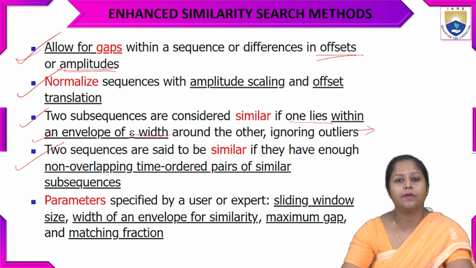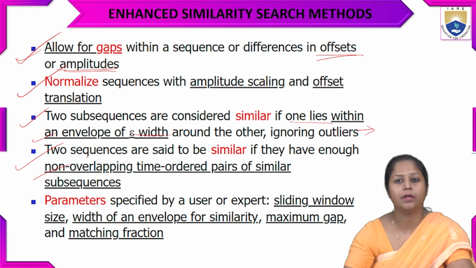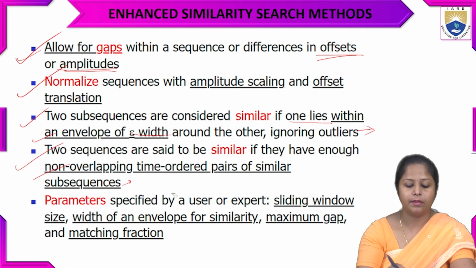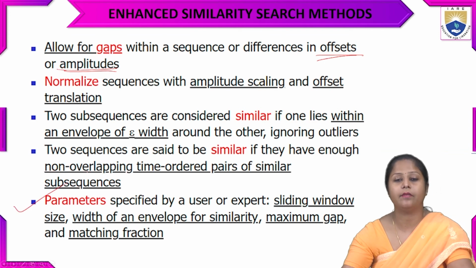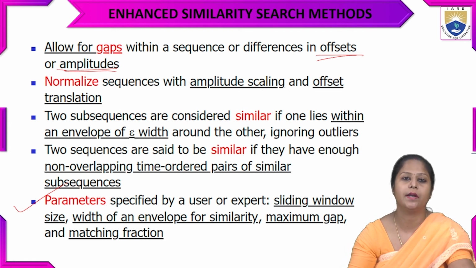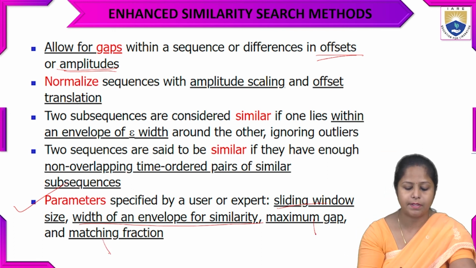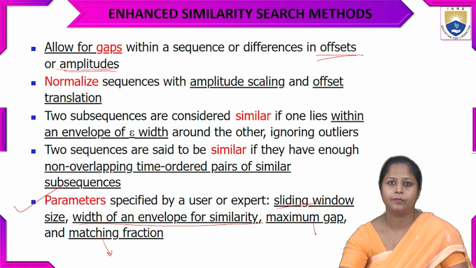Another method: two sequences are said to be similar if they have enough non-overlapping time-ordered pairs of similar subsequences. Next, we have parameters specified by the user, we can say the domain expert. Here we have the sliding window size, width of an envelope for similarity, maximum gap, and matching fraction. So these are some methods to enhance the similarity search.